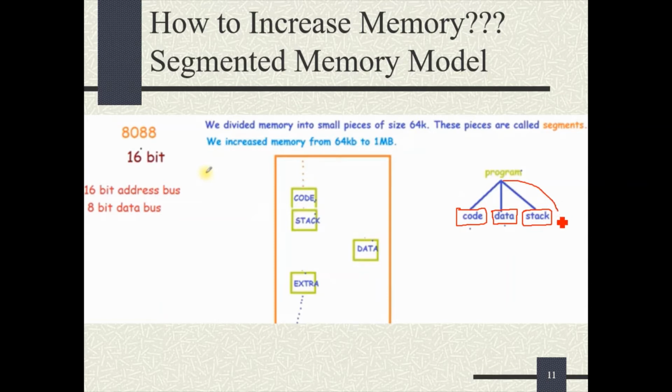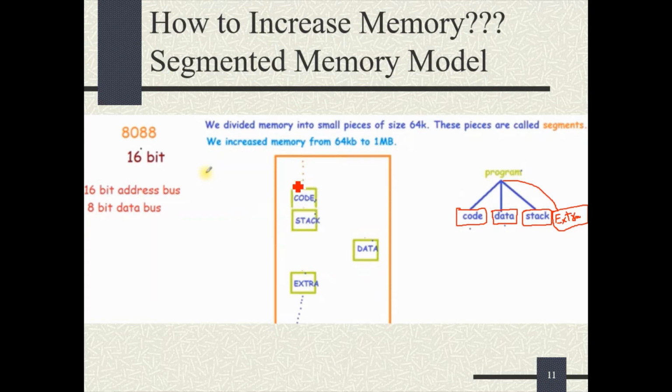Fourth one would be the extra segment. And the extra segment would contain the data of the program related to video memory. We know that at a time multiple programs can be loaded into main memory or RAM. So each program, whenever loaded into memory, would be divided into 4 segments. Each program has its own 4 segments in the memory.